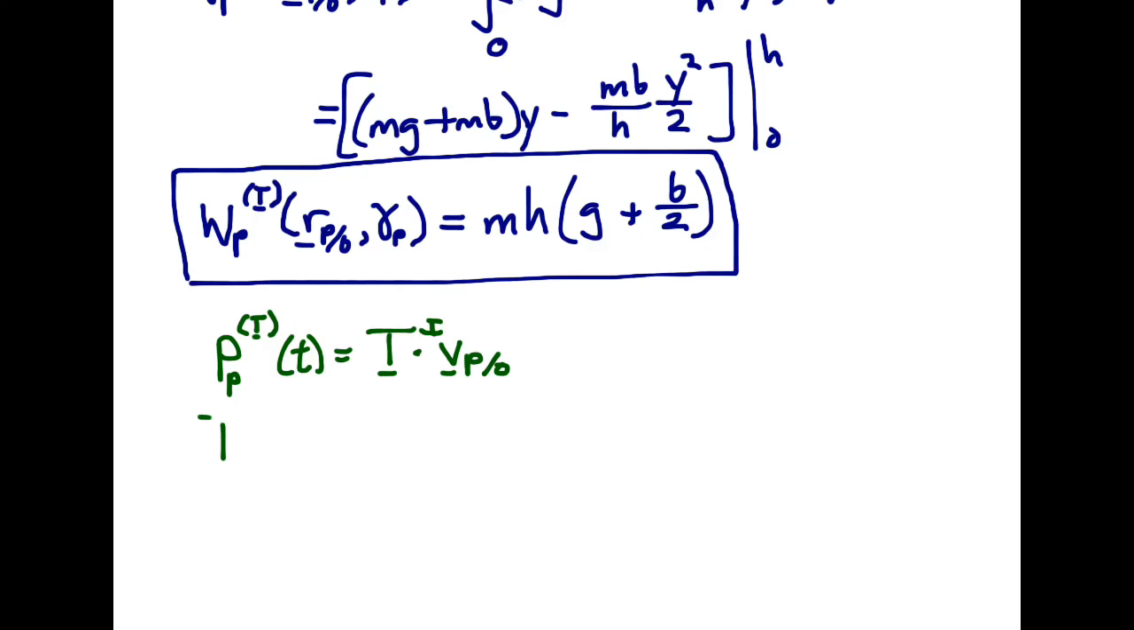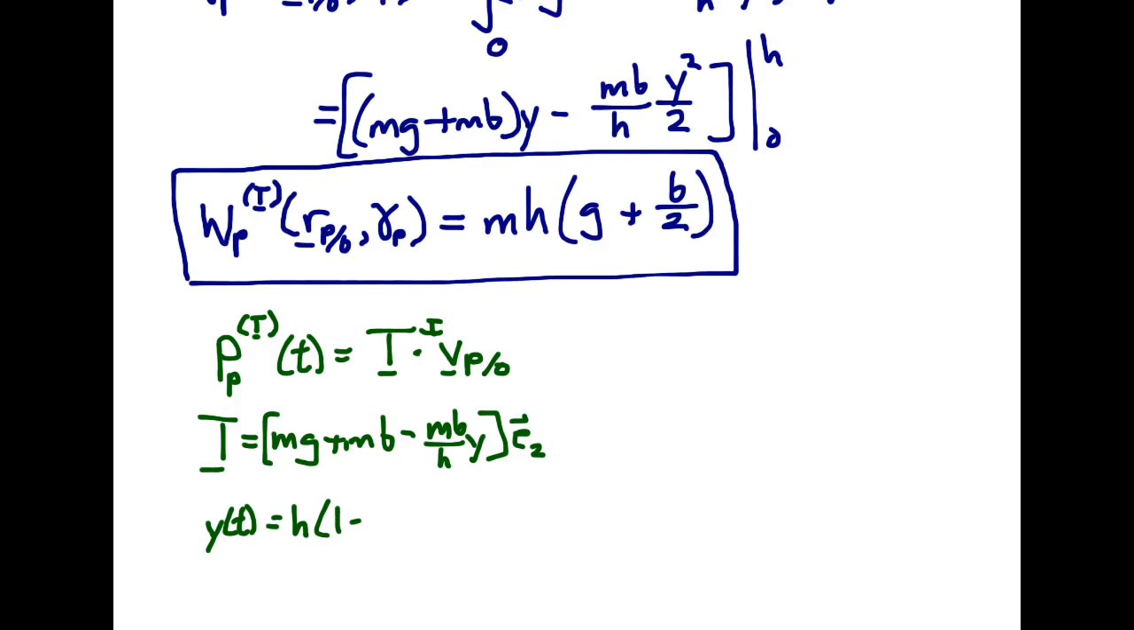So we'll pull each of these components in, where our vector tension is mg plus mb minus mb over h multiplied times y. And this is in the E2 direction. And this is where y as a function of t, we've already solved for this. Y as a function of t is equal to h times 1 minus cosine omega naught t.